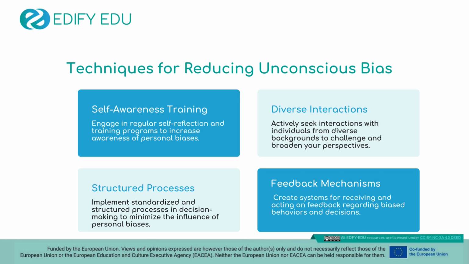Finally, feedback mechanisms are crucial. Creating systems for receiving and acting on feedback about biased behaviors and decisions allows organizations to address issues promptly. This can involve anonymous surveys, suggestion boxes, or regular feedback sessions where employees can voice concerns about biases they observe. By integrating these techniques into daily practices, both individuals and organizations can work towards a more equitable and inclusive environment.